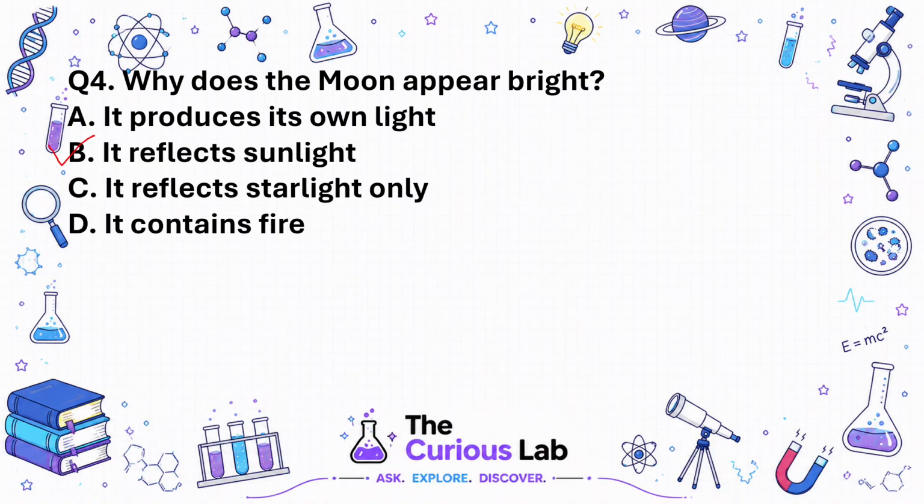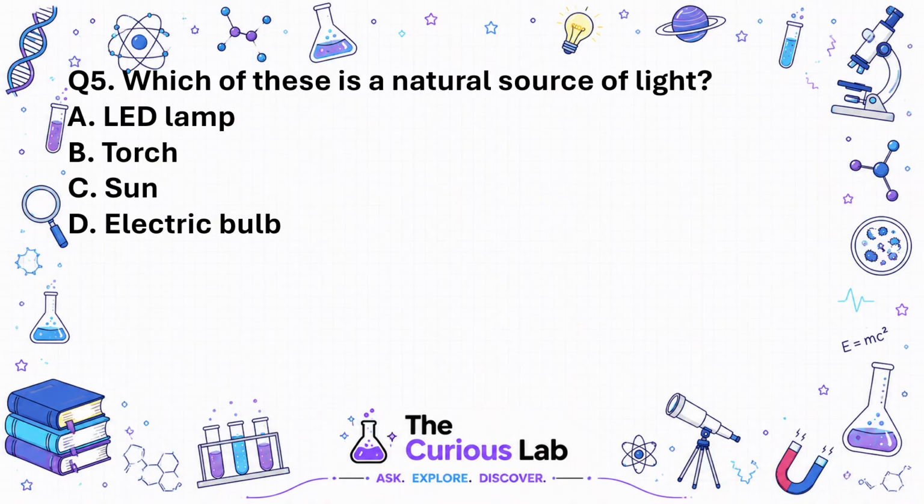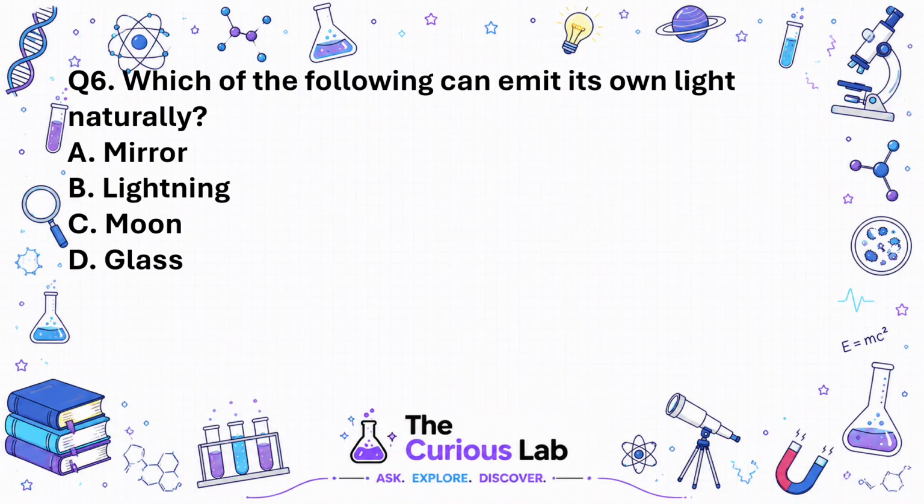Why does the moon appear bright? Because it reflects sunlight. Which of these is a natural source of light? Sun. Next question. Which of the following can emit its own light naturally? The answer is lightning.